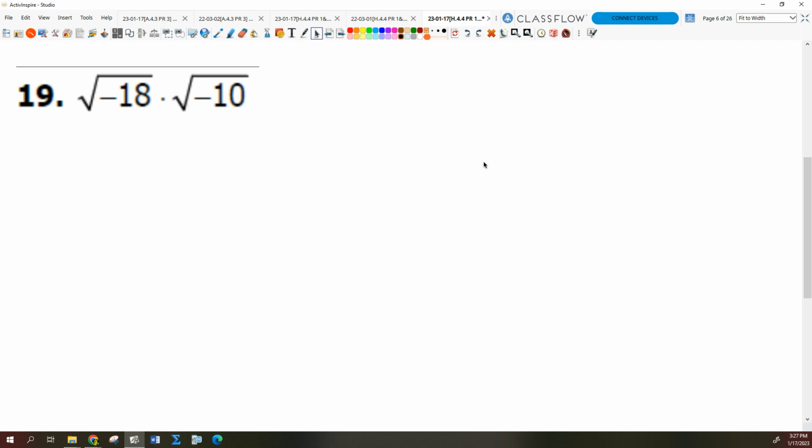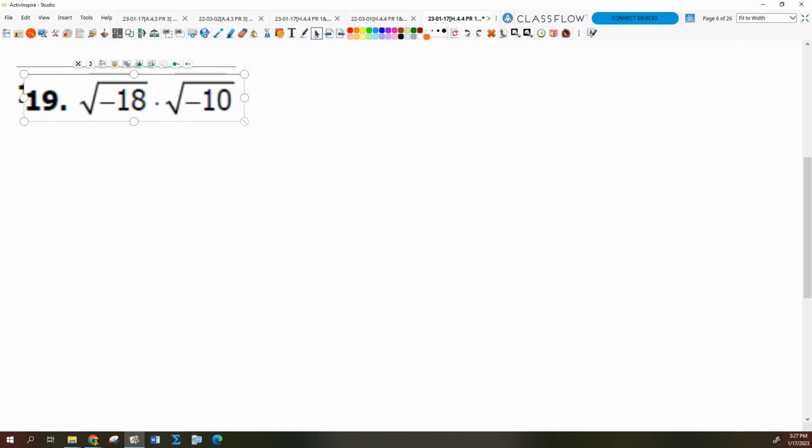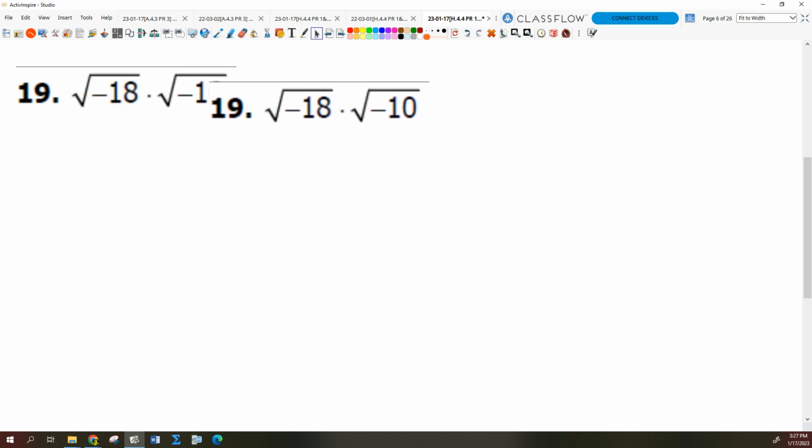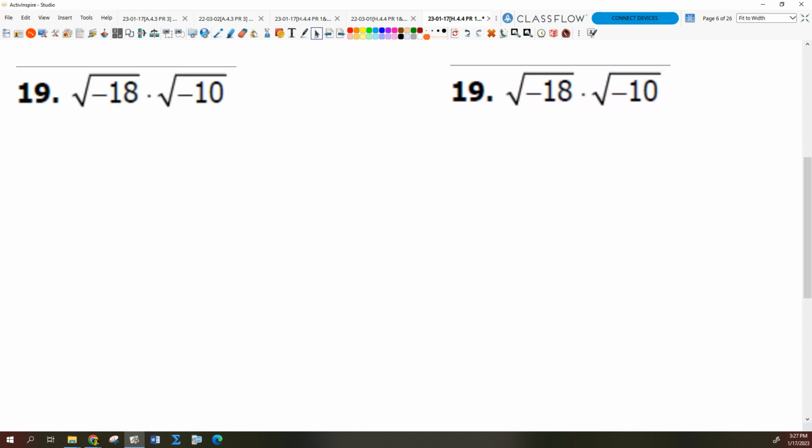Okay, so I'm going to do this one the right way and the wrong way. Okay, so the right way is I have to simplify each one of those square roots individually, right? So I'd have to turn this one into what? If I take this, this will be our blue one. That's going to become square root of 18 times i, right? Okay.